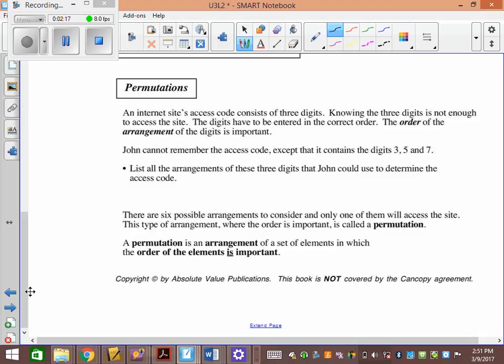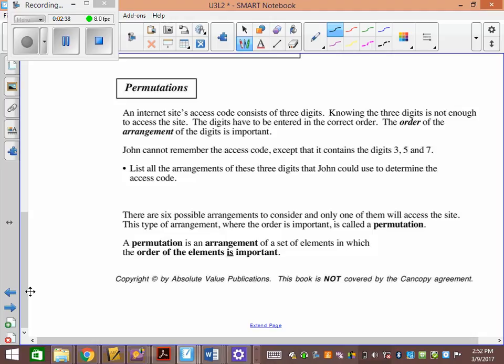Okay, we're going to look at permutations at the bottom. An internet site access consists of 3 digits. Knowing the 3 digits is not enough to access the site. The digits have to be entered in the correct order. The order of the arrangement of the digits is important.